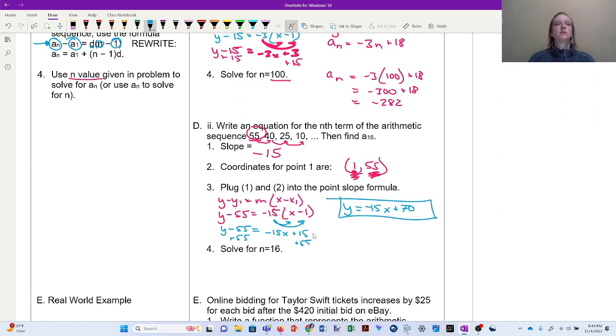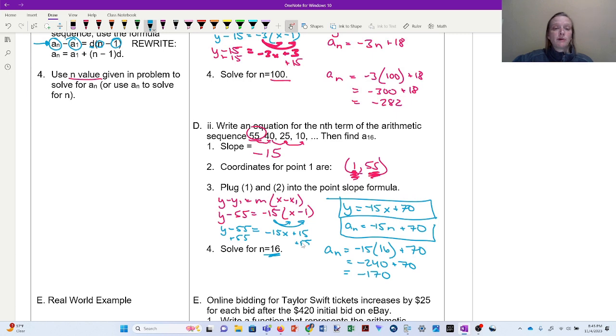Again, if we want to use the standard arithmetic sequence notation, I would say a subscript n equals negative 15 times n plus 70. So how do I find the 16th term in the sequence? I just plug the 16 into my equation. A sub n equals negative 15 times 16 plus 70. So that's negative 240 plus 70, which works out to be negative 170. Much easier than trying to just skip count and keep track of what number you're on.